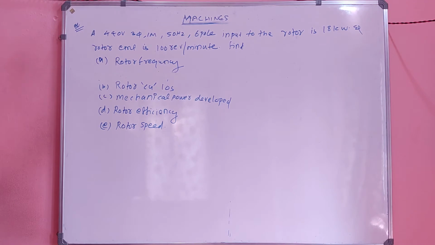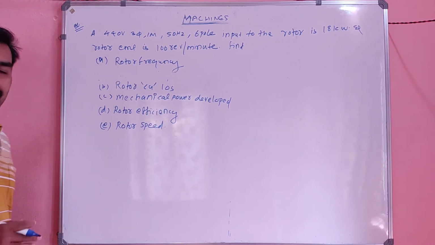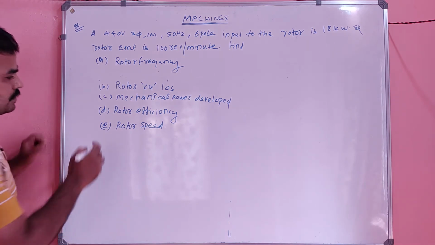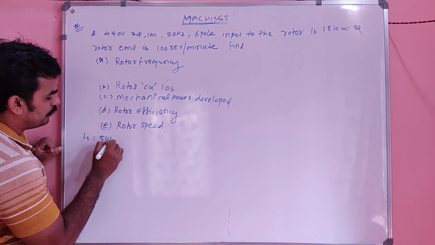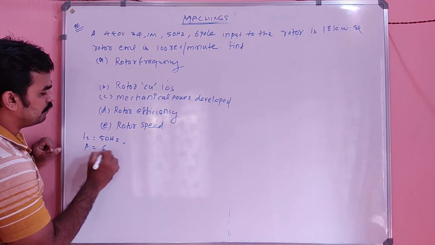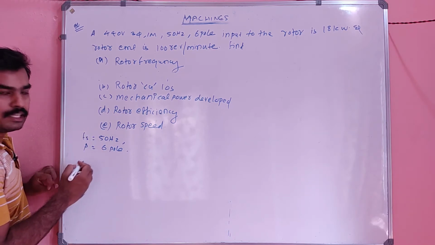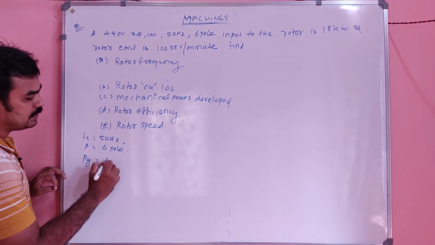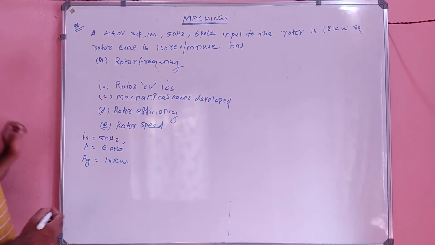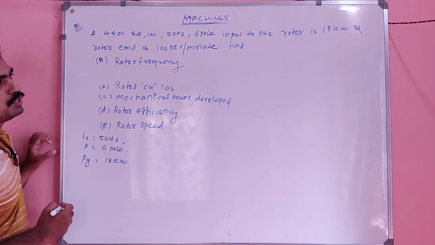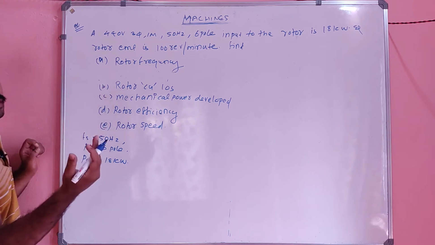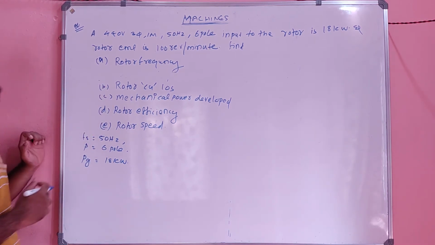See, like a single question, how many sub questions are there? Read the question very carefully. A 440 volt 3-phase induction motor, 50 hertz. So Fs will be 50 hertz. Number of poles P will be 6. Input to the rotor is nothing but Pg equal to 18 kilowatt, correct? And rotor EMF is 100 revolutions per minute. The EMF is not in volts, its nature is 100 revolutions per minute, my dears.